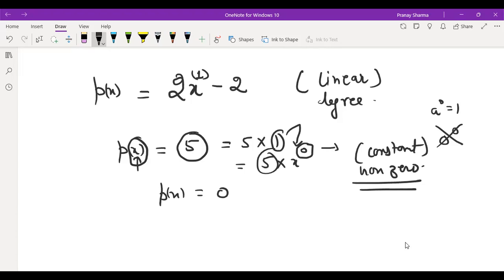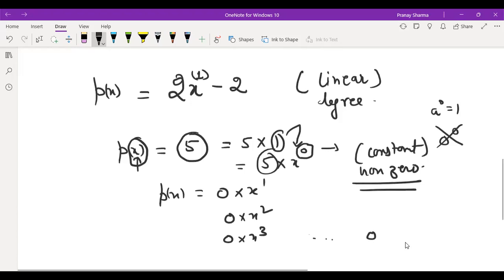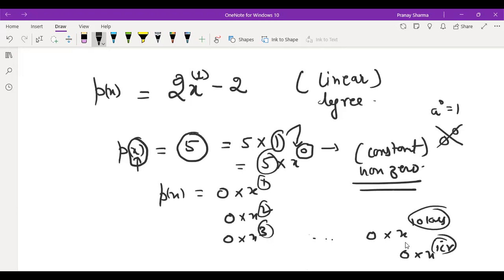Now suppose we have p of x as 0, you can rewrite this as 0 into x to the power 1, 0 into x to the power 2, 0 into x to the power 3, dot dot dot, 0 into x to the power 10 lakhs, dot dot dot, 0 into x to the power 1 crore, right? So here you can see that the degree is varying. So it can have any possible real value. It is practically not defined. Not defined means it can have any real value. All right. It can go up to infinity.